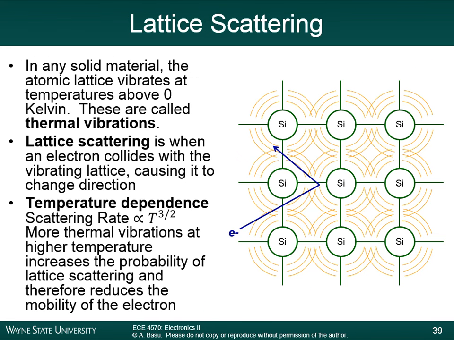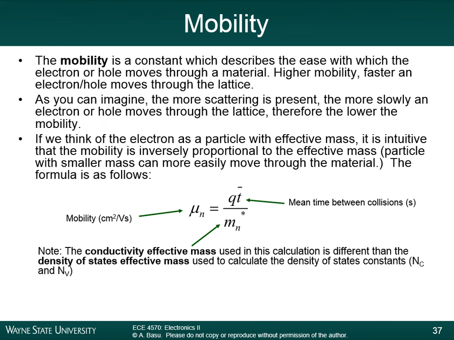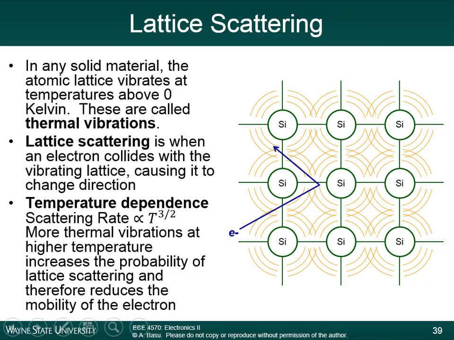So now that we have a relationship for mobility, let's talk about the specific mechanisms that are slowing down the electron. The first one is called lattice scattering. There's two types: lattice scattering and impurity scattering.